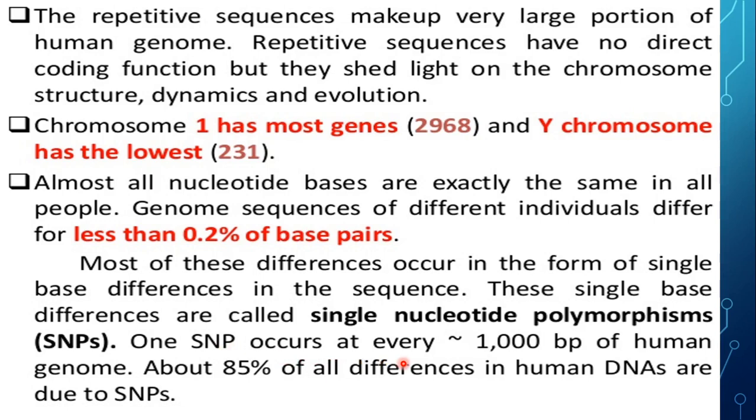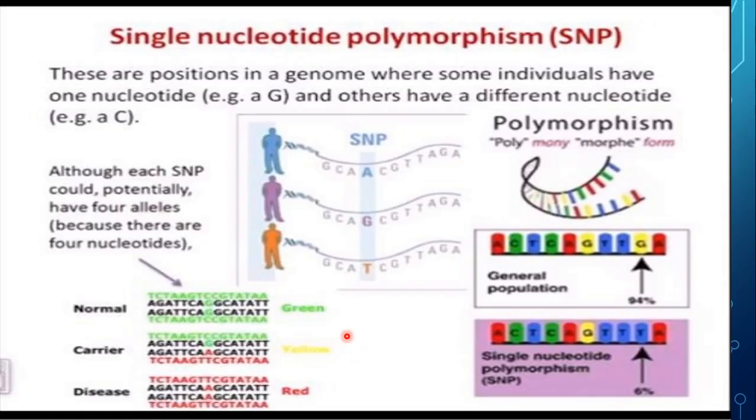One SNP occurs at approximately every 1000 base pairs of the human genome. So 1000 base pairs are similar between two individuals, then after the 1000 base pairs, there will be one difference. If in one person it is A, in the other person it might be G. So there the difference will occur. 85% of all differences in human DNAs are due to SNPs. So we are all unique. Why are we unique? Only due to these SNPs. The single base difference creates so many differences among individuals.